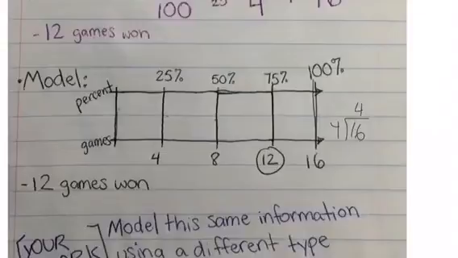So if we're trying to reach 75%, all we have to do is follow it down. What's the corresponding value with 75%? 12. So they won 12 games. Now if you need a second look at that, we'll do it down here.